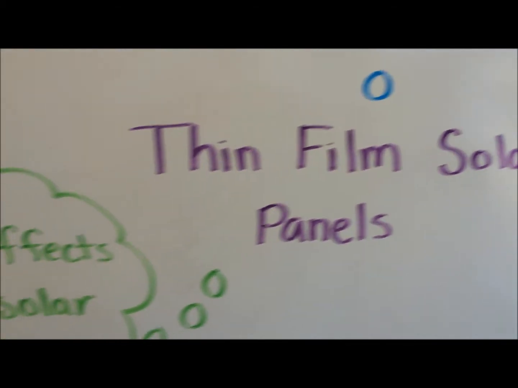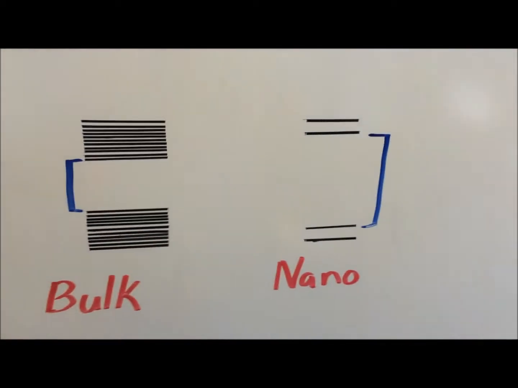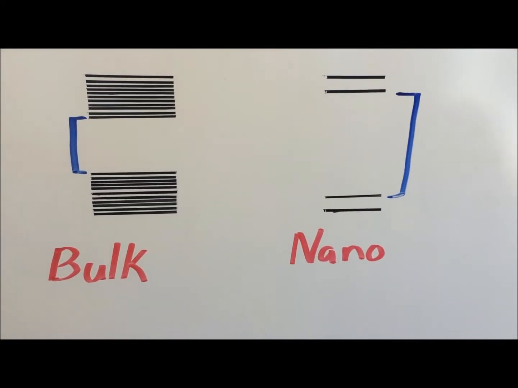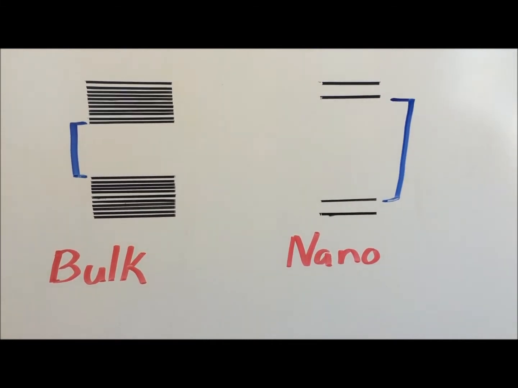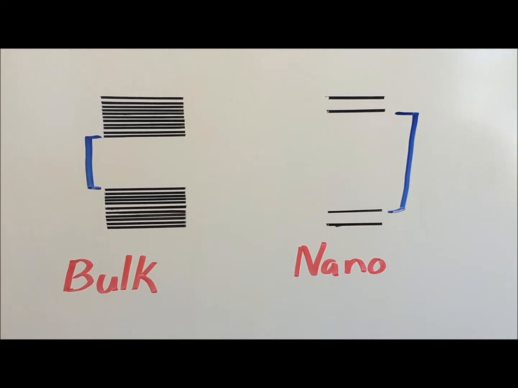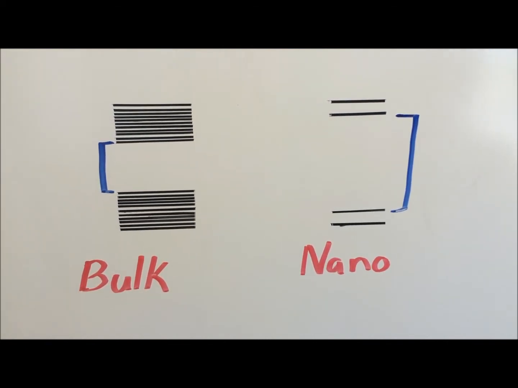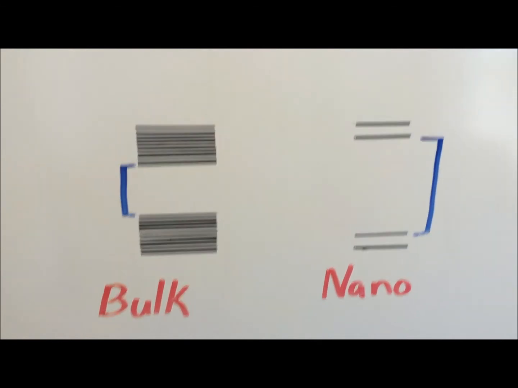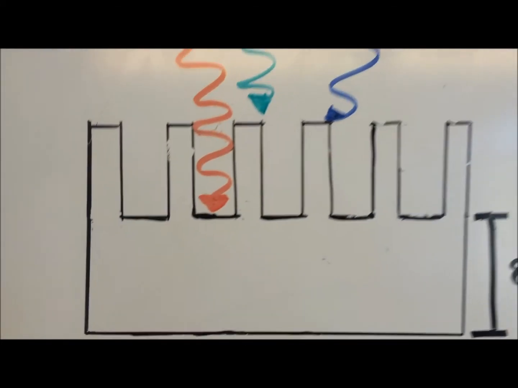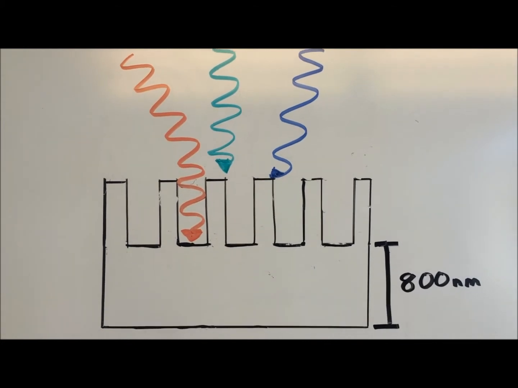How are nano effects used in thin film solar panels? As seen earlier with quantum confinement, we can adjust this gap, the energy for electron movement, of the material being used in the thin film to ensure that the optimum energy wavelengths are being absorbed. Another way to adjust which wavelengths are absorbed is to add nanostructured pillars to the surface of the thin film.